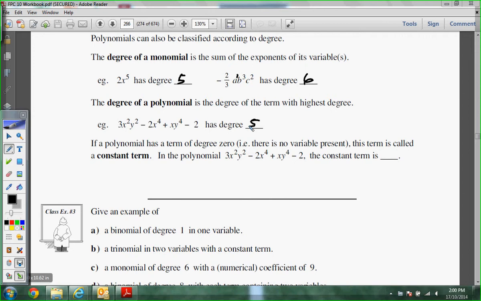And down the bottom here, if a polynomial has a term degree of 0, which just means there's no variable, because remember, anything to the 0 power equals what? 1. So that makes the constant term. So what's the constant term in this list? What's a piece without a variable? -2.